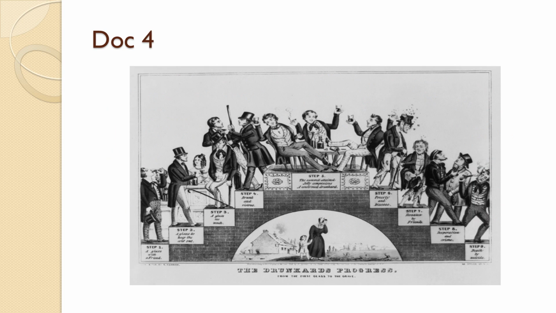Document 4, we've looked at this document before. It discusses the stages of alcohol abuse. And of course, what's most important to note here is the woman and child that are being left behind as the man drinks so much and then kills himself. So that's going to be, of course, about temperance.